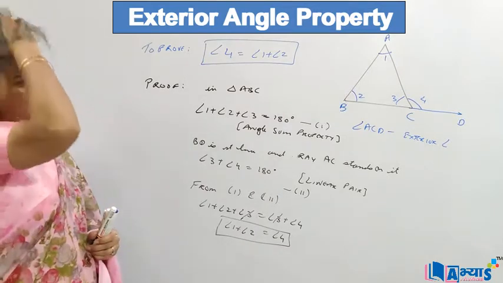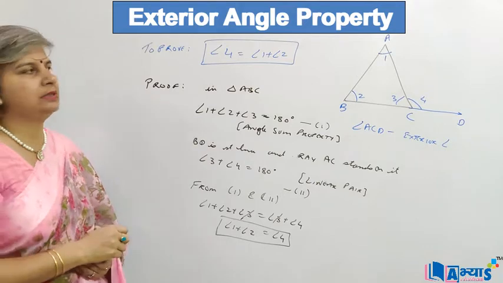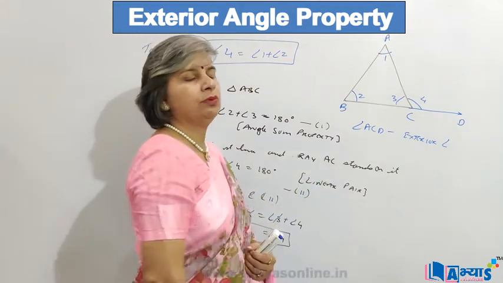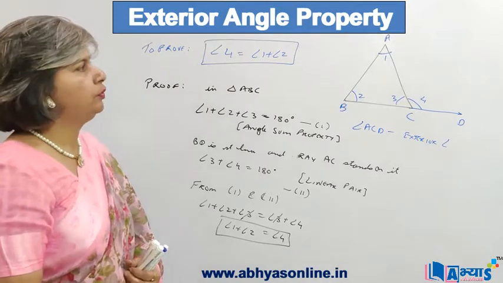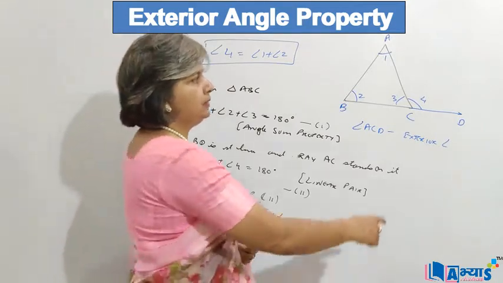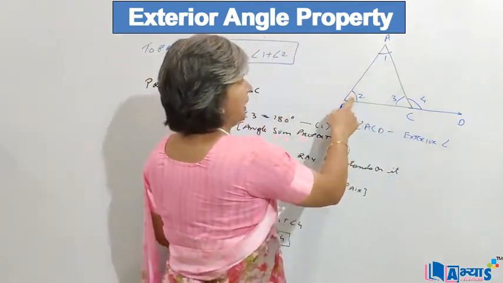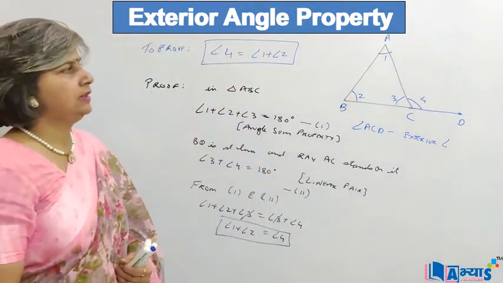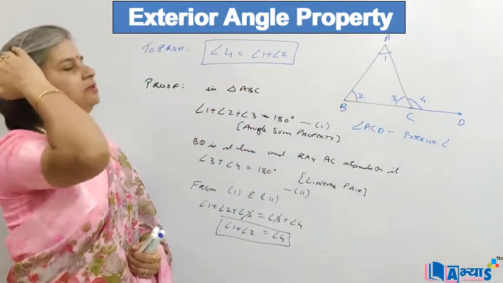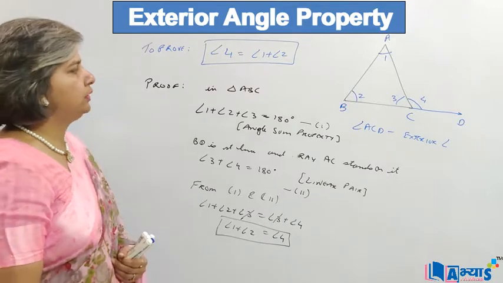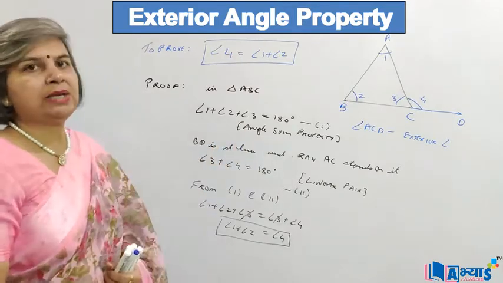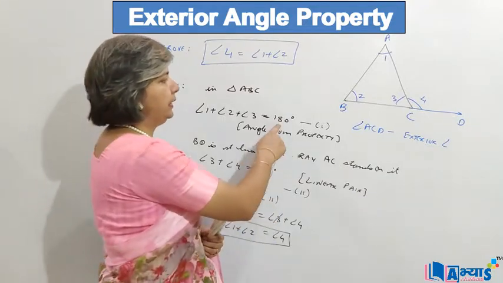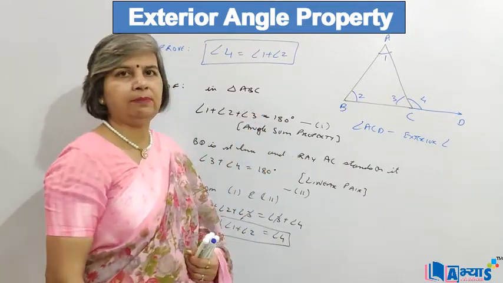So the exterior angle property of a triangle states that the exterior angle is equal to the sum of interior opposite angles, and for this we have proved that angle 4 is equal to angle 1 plus angle 2. When angle 4 is the exterior angle, the interior opposite angles are angle 1 and 2. For this we have taken the angle sum property and seen that angle 1 plus angle 2 plus angle 3 is equal to 180 degrees in triangle ABC.